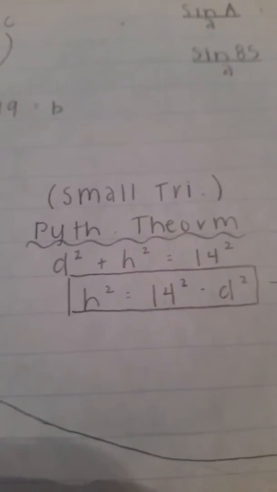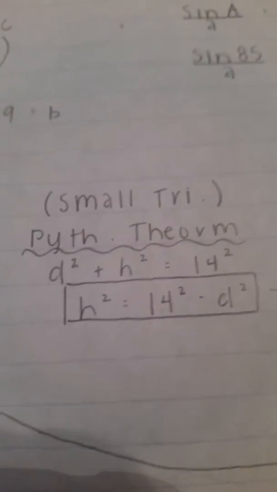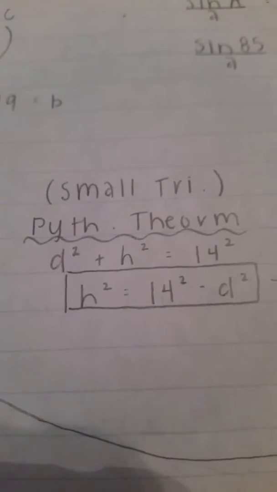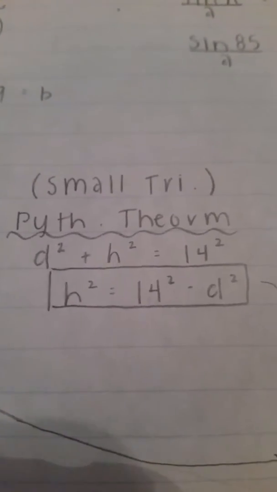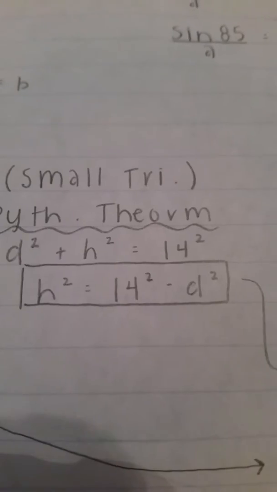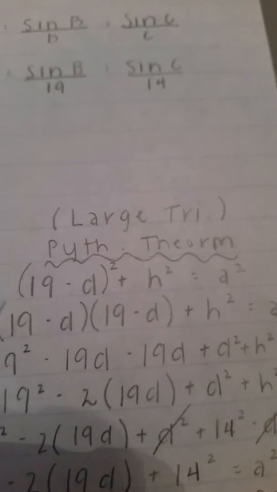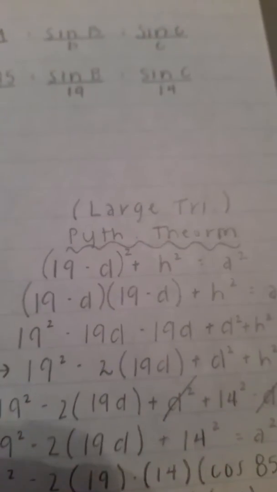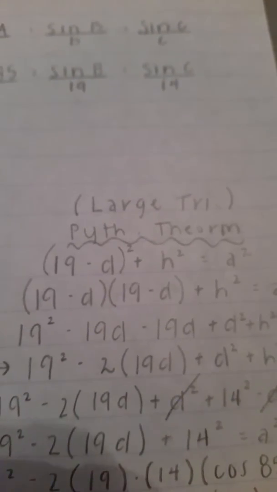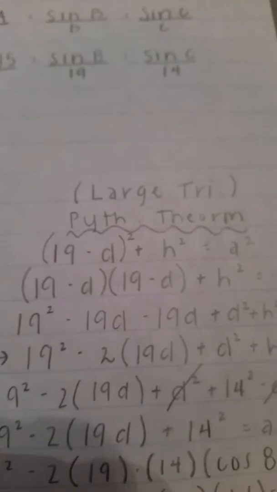I'm going to first start out with the Pythagorean theorem for the small triangle, which is going to be D squared plus H squared equals 14 squared. I'm going to move D squared over, which gives me H squared equals 14 squared minus D squared. Now we're going to start out with the Pythagorean theorem for the larger triangle, which is 19 minus D squared plus H squared equals A squared.